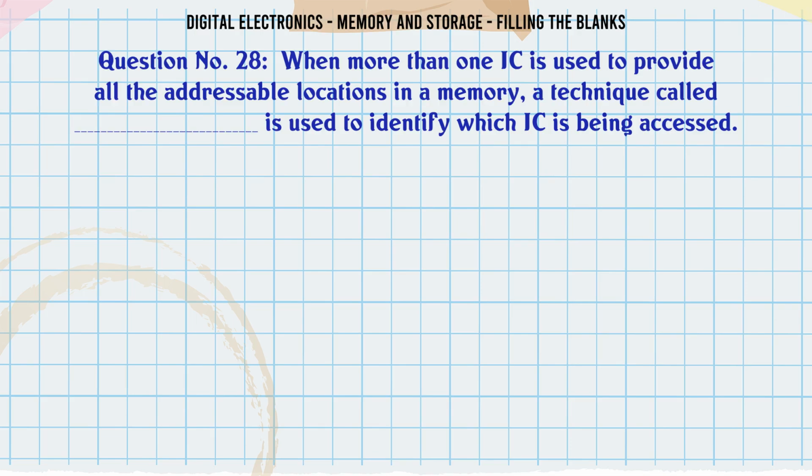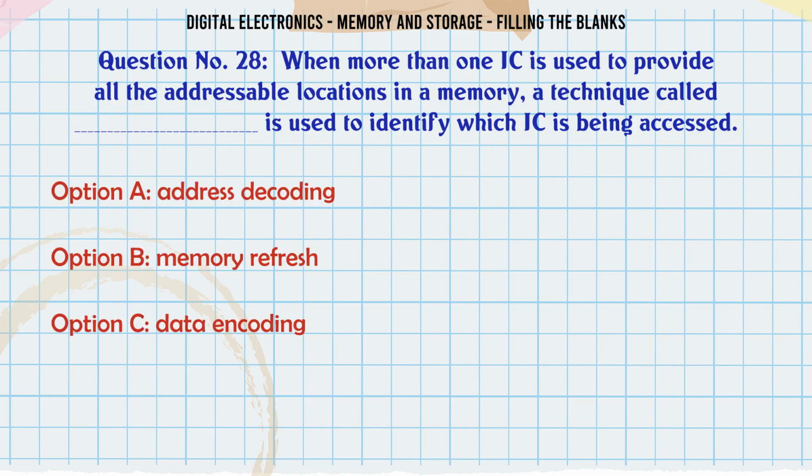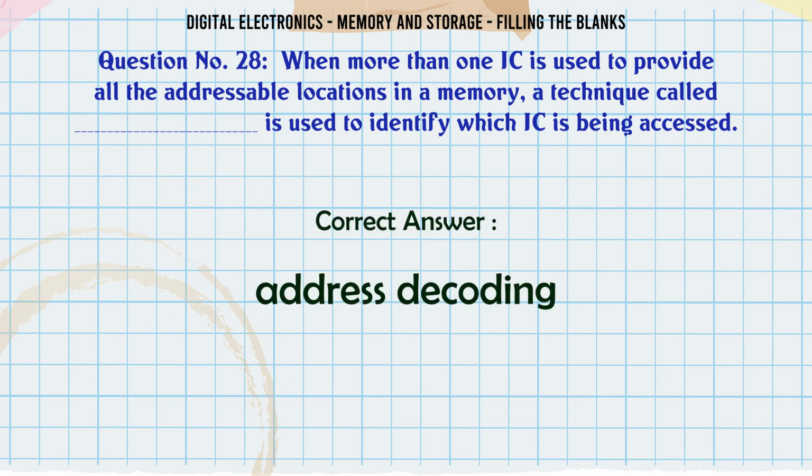When more than one IC is used to provide all the addressable locations in a memory, a technique called blank is used to identify which IC is being accessed. A. Address decoding. B. Memory refresh. C. Data encoding. D. Memory paging. The correct answer is address decoding.